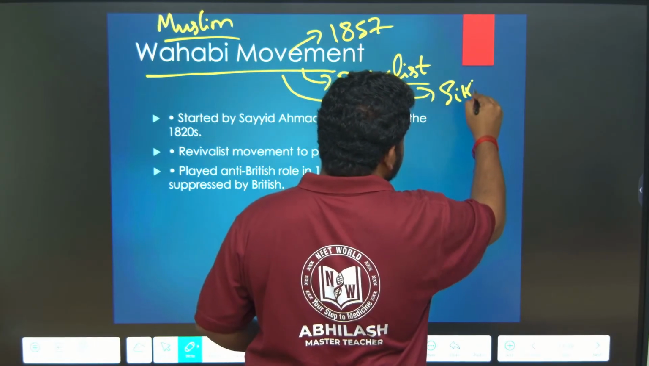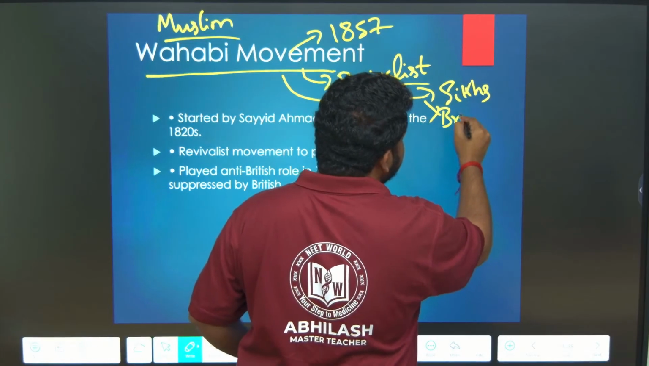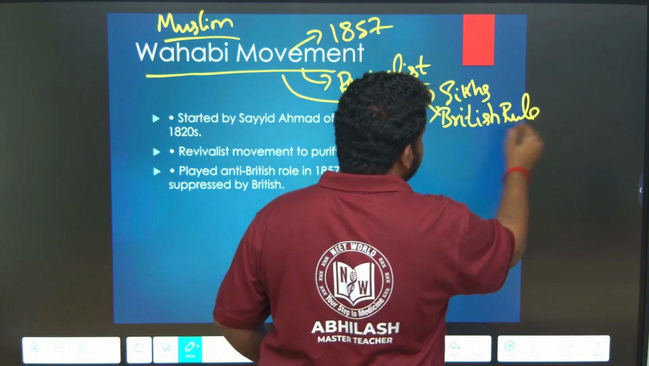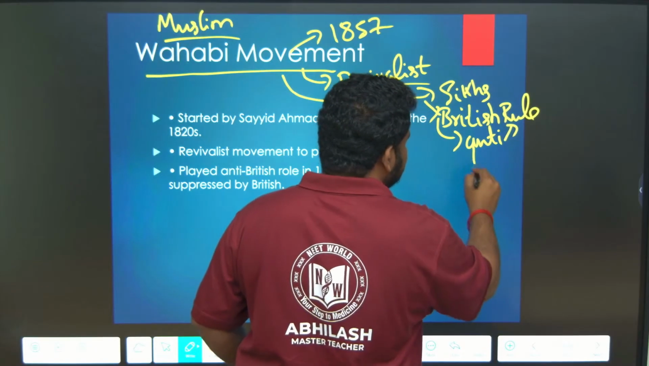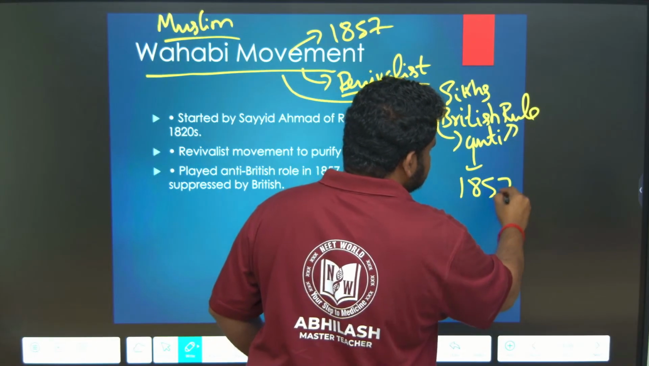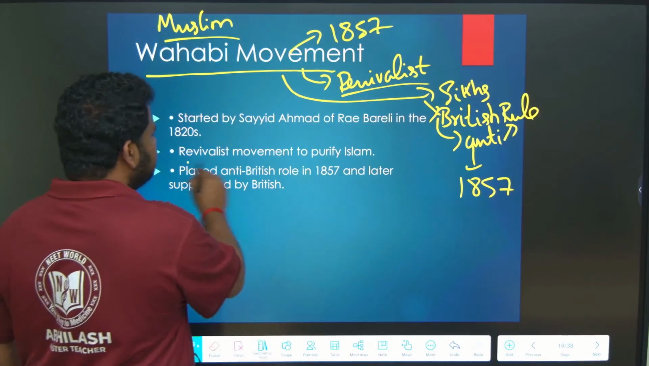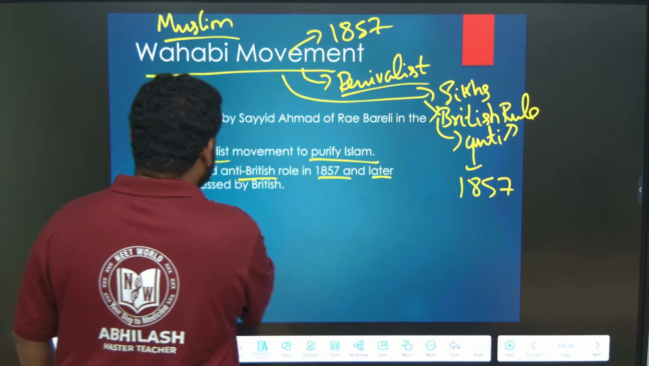Okay, and later it transformed into a movement against the British, because they became a dominant force in India, the British rule. Because of this, they started developing anti-British feeling, which culminated in the 1857 revolt. So the Wahhabi movement also became a part of the 1857 revolt to purify Islam. It played an anti-British role in 1857 and was later suppressed by the British.